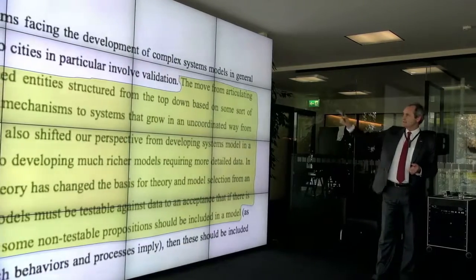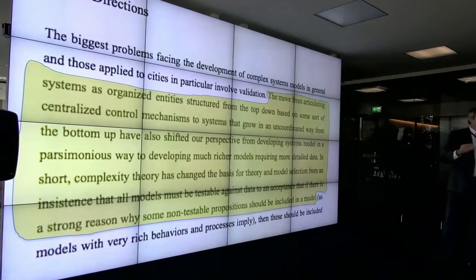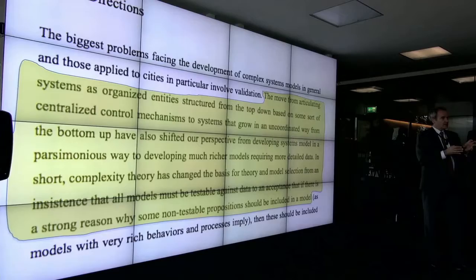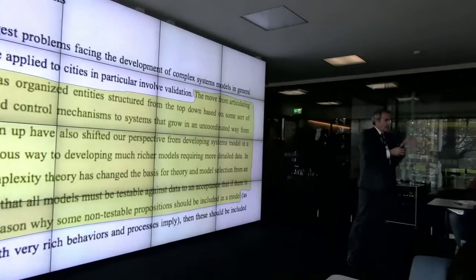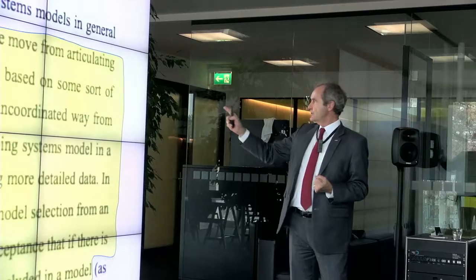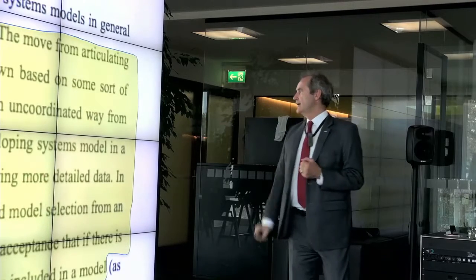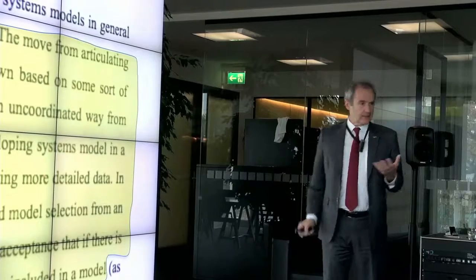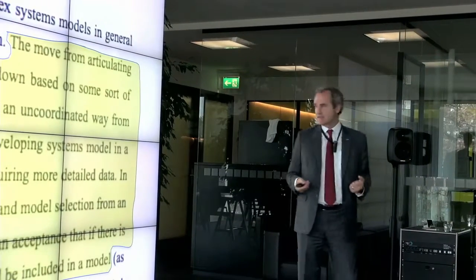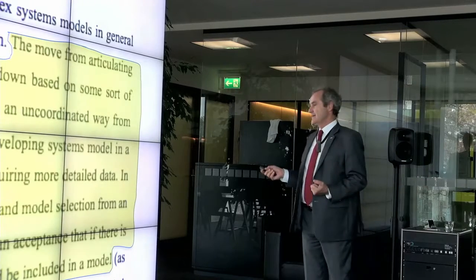In future direction, Michael Batty says something quite important. The move from articulating systems as organized entities, structured from the top down, based on some sort of centralized control mechanisms. And this is exactly the approach that, for example, Singapore took in the construction and building of the city. Based on some centralized control, to systems that grow in an uncoordinated way from the bottom up, like we see it in many places just next to Singapore, for example, in Jakarta or in Rangoon or in other cities in the neighborhood or in African cities, and previously in European cities or North American cities.